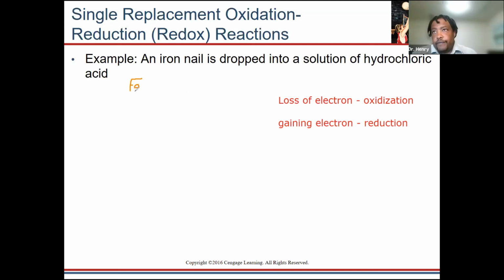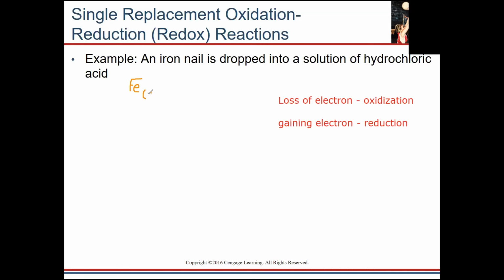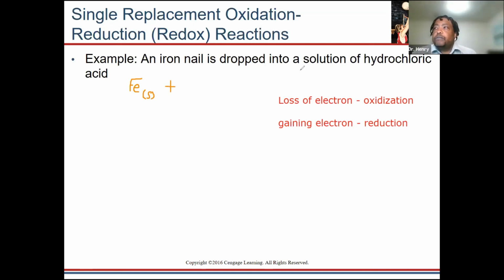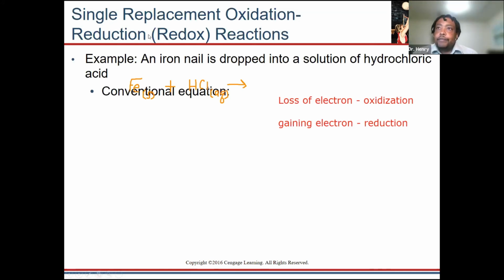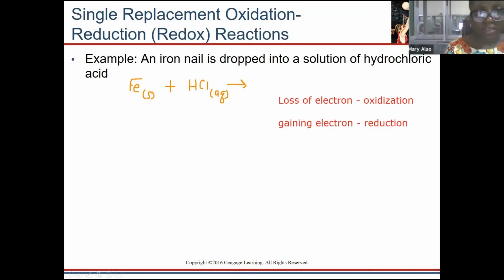Starting with Fe. Okay. So we got Fe, solid, liquid, gas, or aqueous. Solid. Plus HCl, solid, liquid, gas, or aqueous. Aqueous. Okay, our product. That should be FeCl.